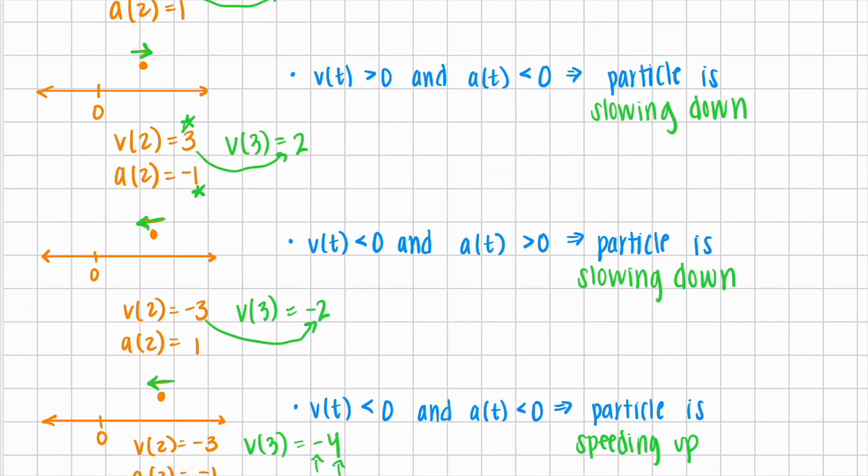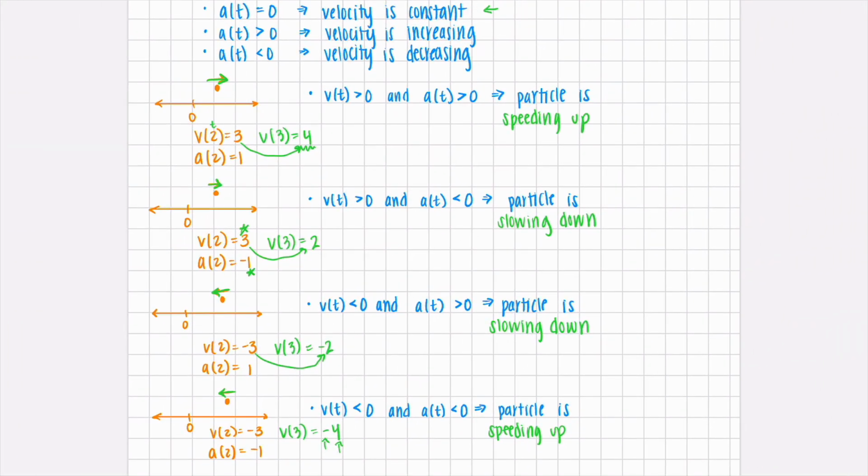So these are the 4 scenarios. I want you to notice that when the signs are the same for velocity and acceleration, the particle is speeding up. When the signs are different for velocity and acceleration, the particle is slowing down. So this is a little bit of explanation for particle motion or straight line motion.